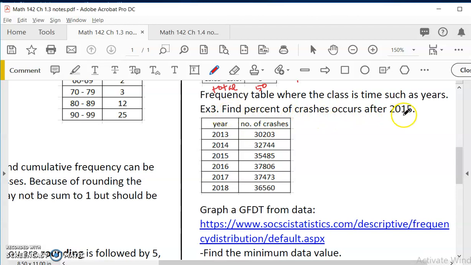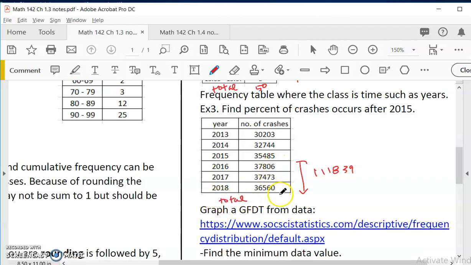5% of crashes occur after 2015. So after 2015 would be what? From 2016 onward, right? So I will add all these numbers together. In my calculator, I will add 378006 plus 37473 plus 36560. So all these crashes would be 111839. But to find a percentage, I want the total, right?